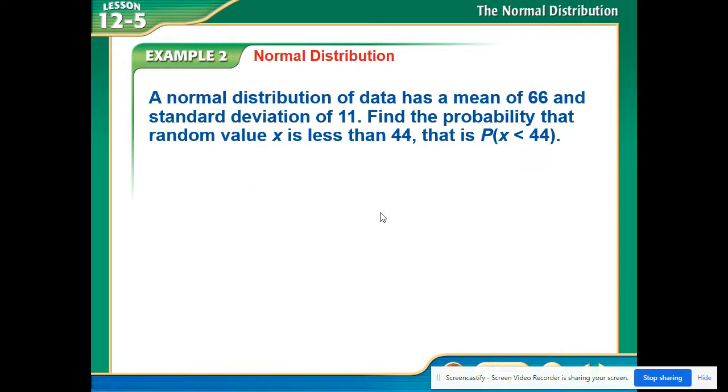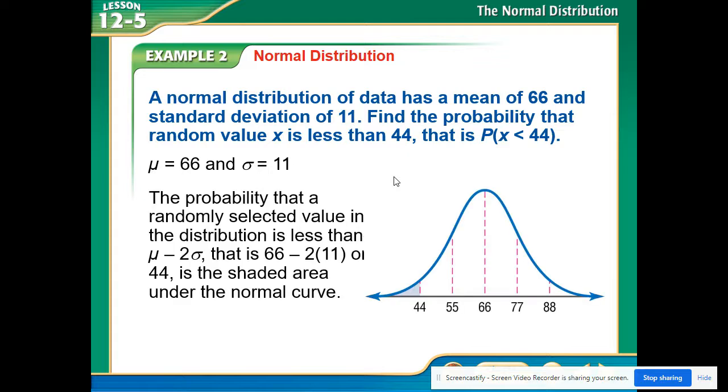Let's take a look. We have normally distributed data with a mean of 66 and a standard deviation of 11. Find the probability that our x value is less than 44. So we need to create our own normal graph. And in the middle goes 66. Now remember, they said the standard deviation is 11. So we subtract 11 for 55 and add 11 for 77, then 88 and 44. Now we have that 44 number, and they say what's less than 44. So we want this section here that is shaded in.